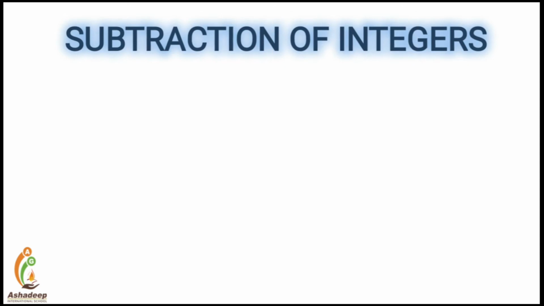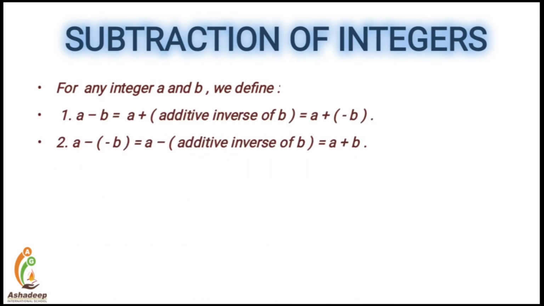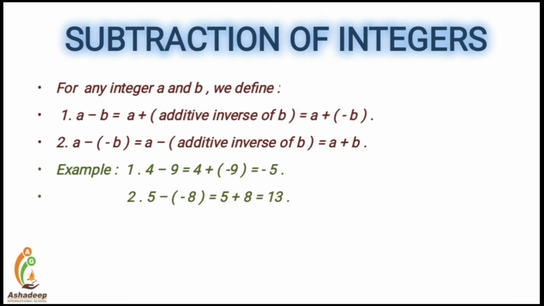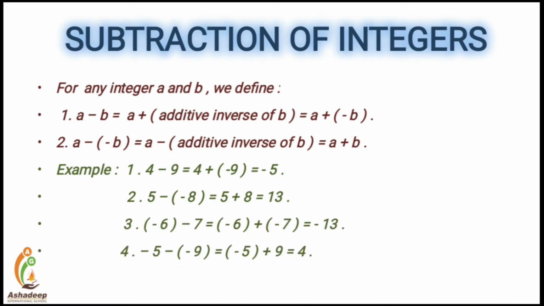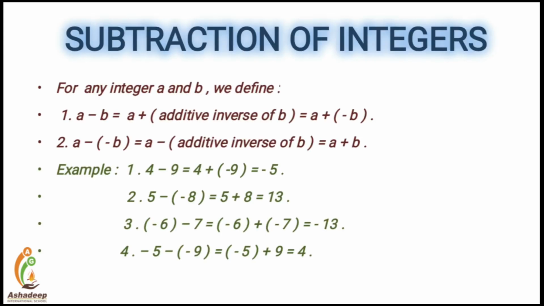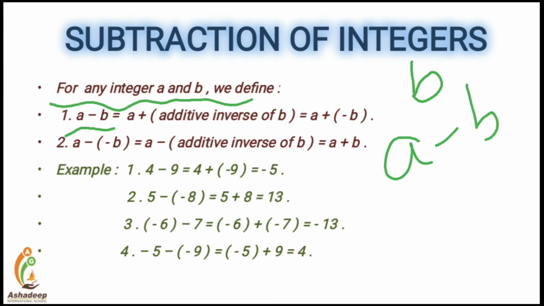Here, subtraction of integers. It is a little bit different. So pay attention properly. We will illustrate with the help of some examples. Okay, so let's start. For any integers a and b, we define a minus b. So if we are considering b as a positive number, and I am writing a minus b, it could be written as a plus minus b.